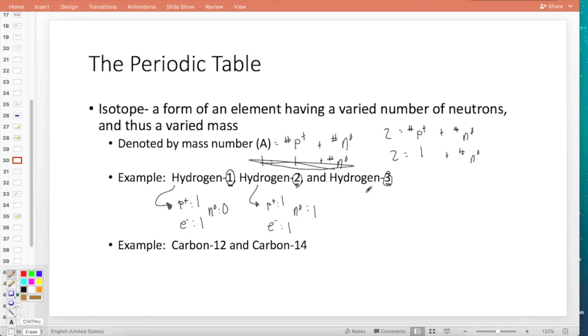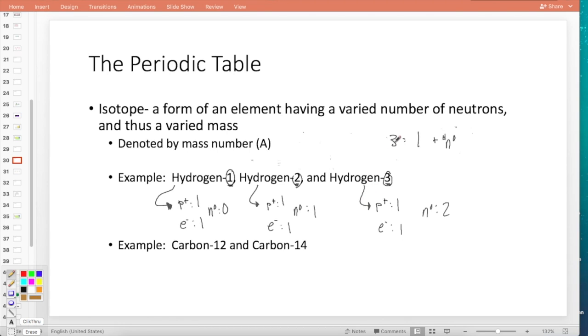You figure out hydrogen 3 for me. Yeah, so very simply we see that the mass number is 3. That's what this means. So we know that has to equal the number of protons, which because it's hydrogen is 1, plus the number of neutrons. The number of neutrons here has got to be 2.